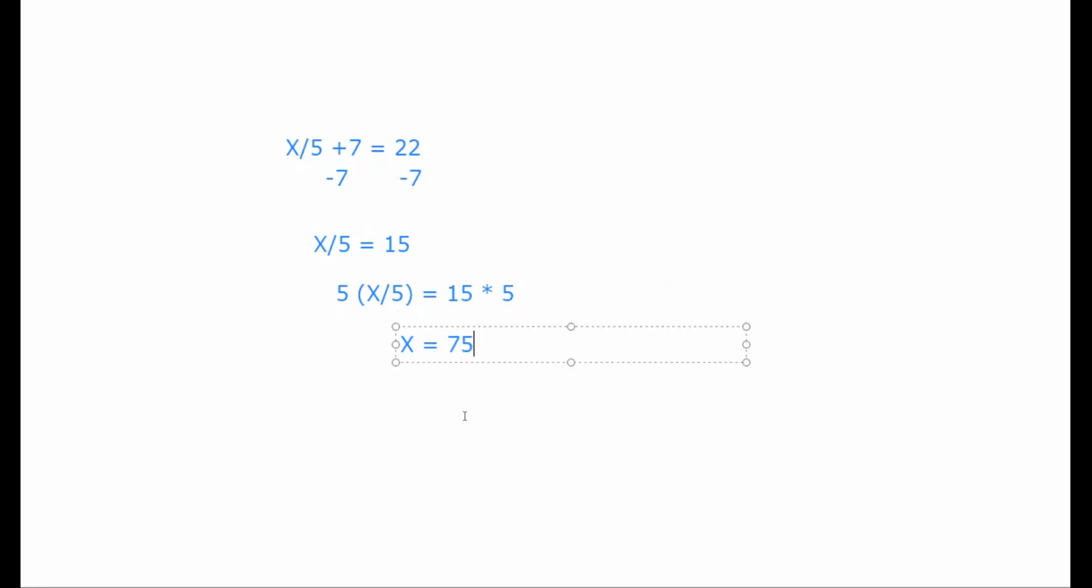And if you're not sure that you have the right answer, the thing with equation solving in algebra is you can always take your number, whatever you believe x to be, plug it back into the original equation and see if it gives you a true answer in the end when you do the calculation. So 75 divided by 5 is 15. Add 7 to that, you get 22. So I think I've got the right answer.